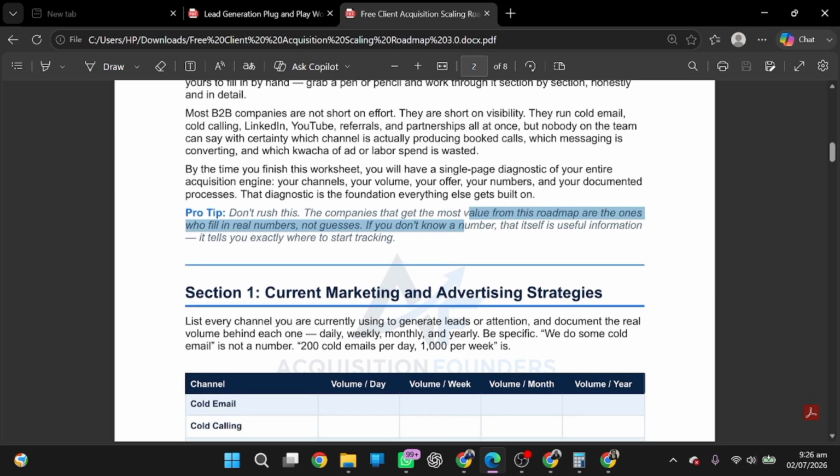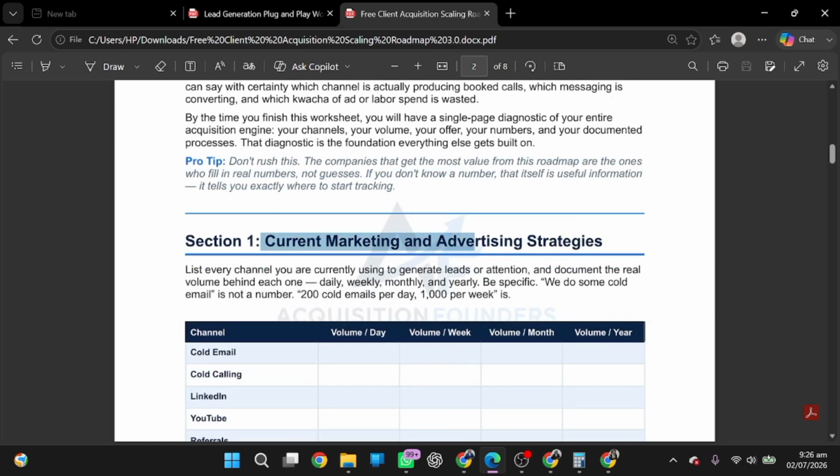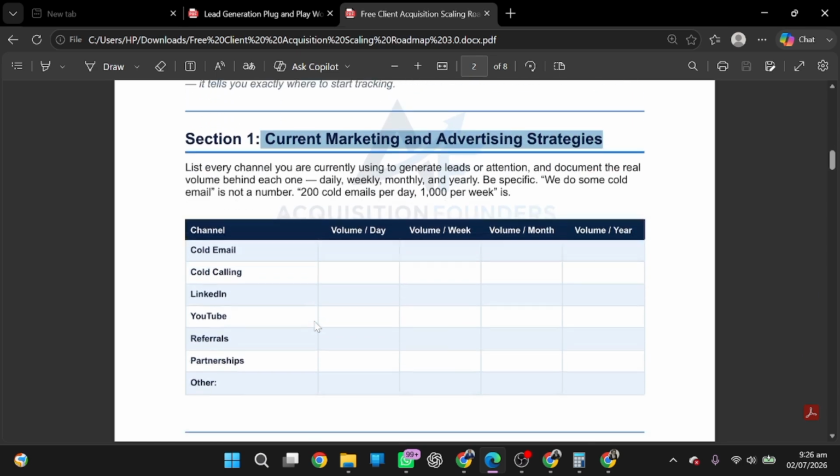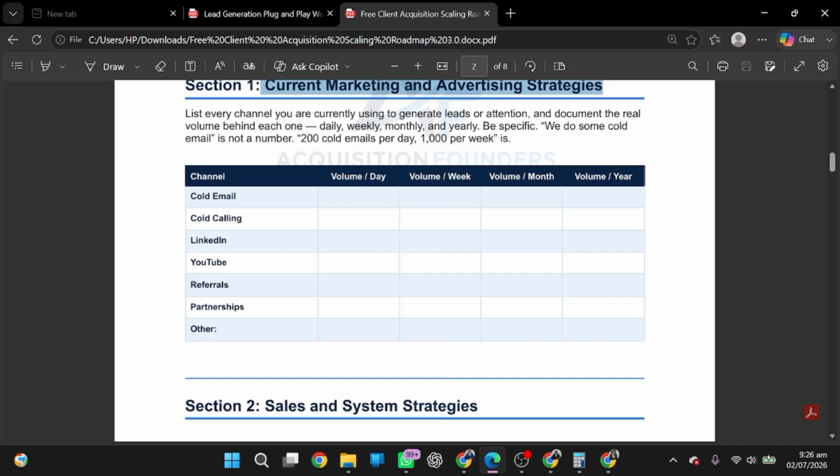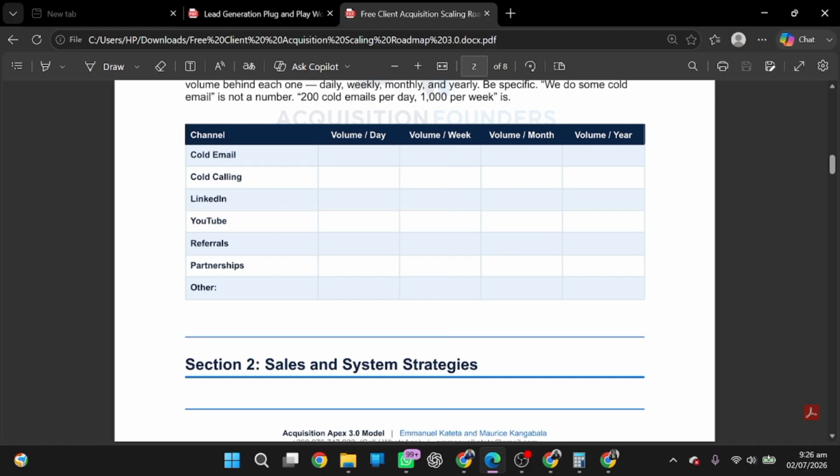You get that? So section 1 here is your current marketing and advertising strategies. What are you currently doing for your marketing? Is it cold email, cold calling? Are you doing LinkedIn outreach, YouTube, referrals, partnerships, or are there others? You measure the exact volume per day, per week, per month, and per year. You have to put in the exact numbers here.